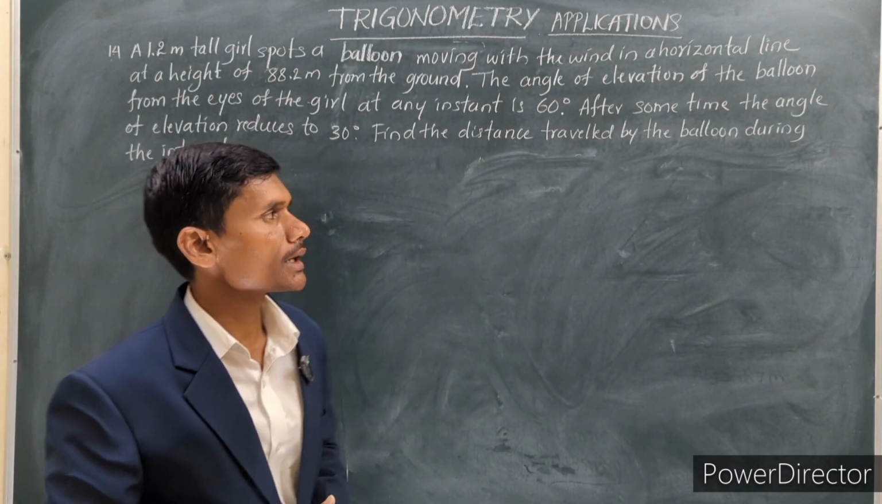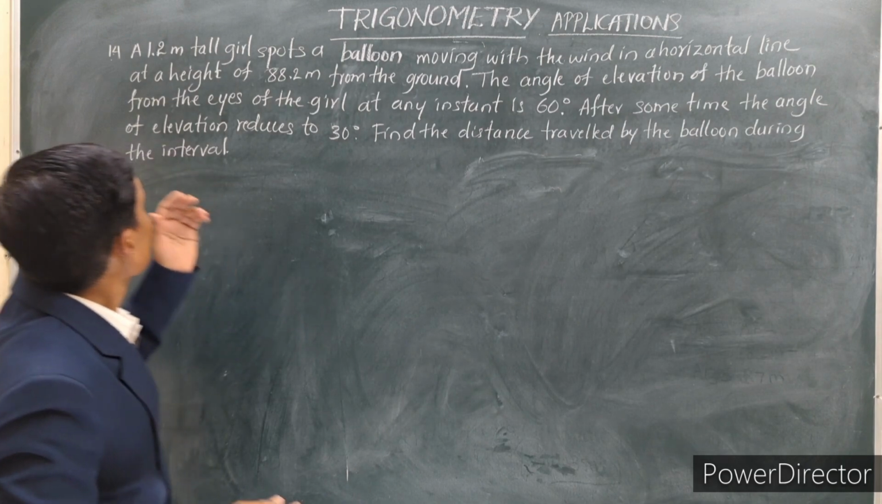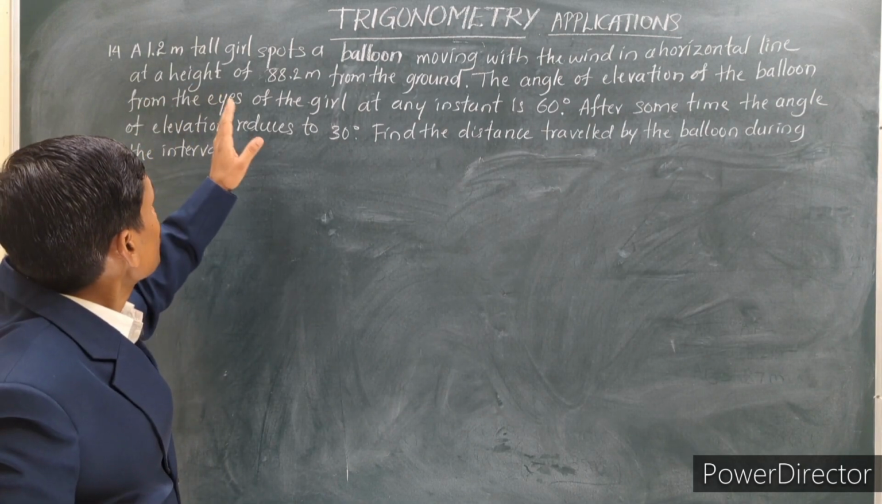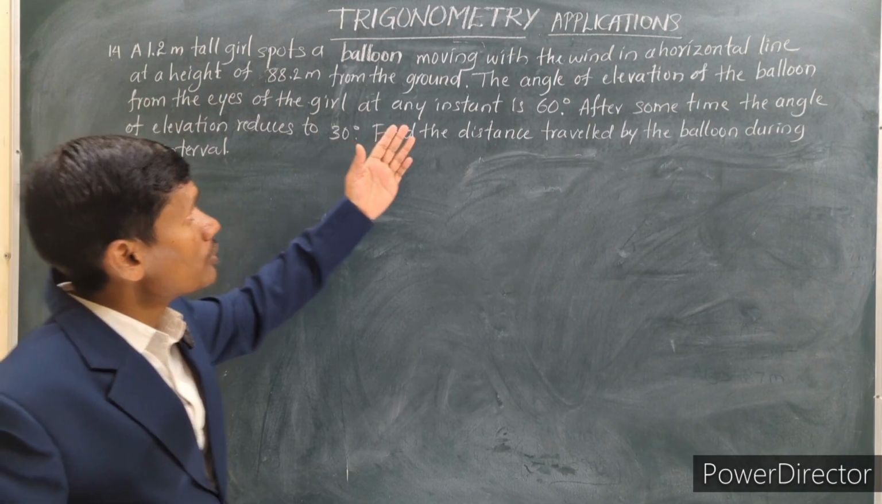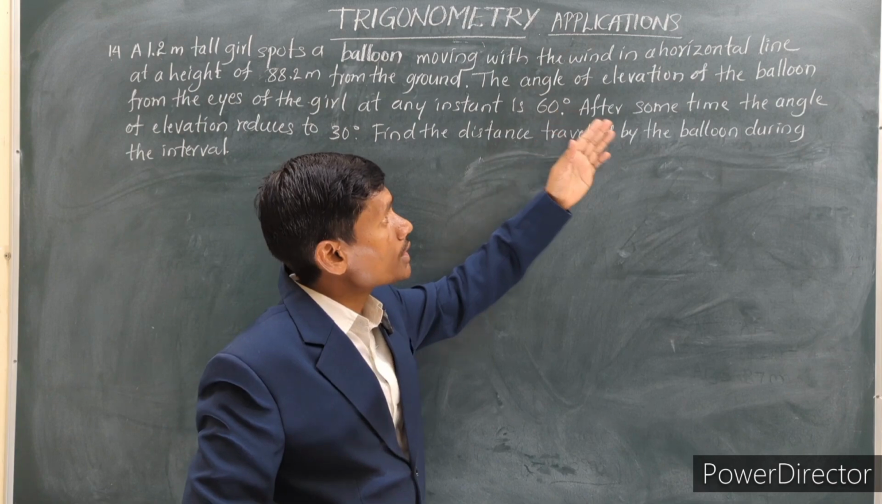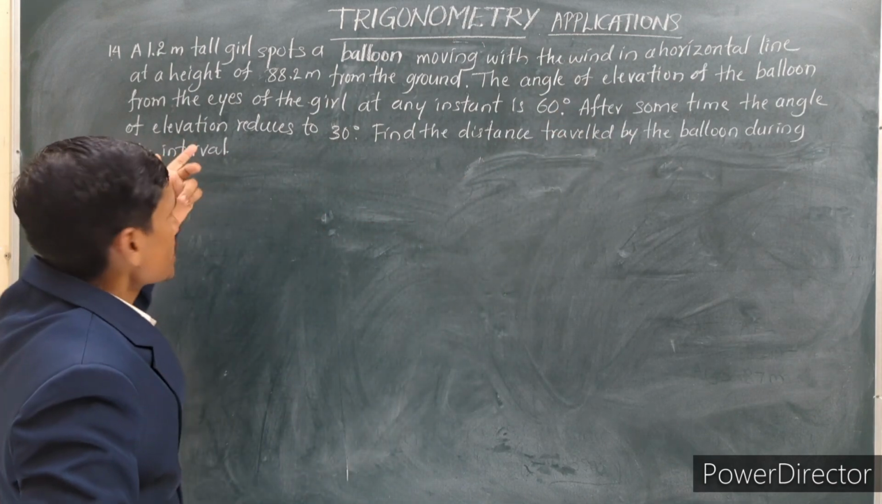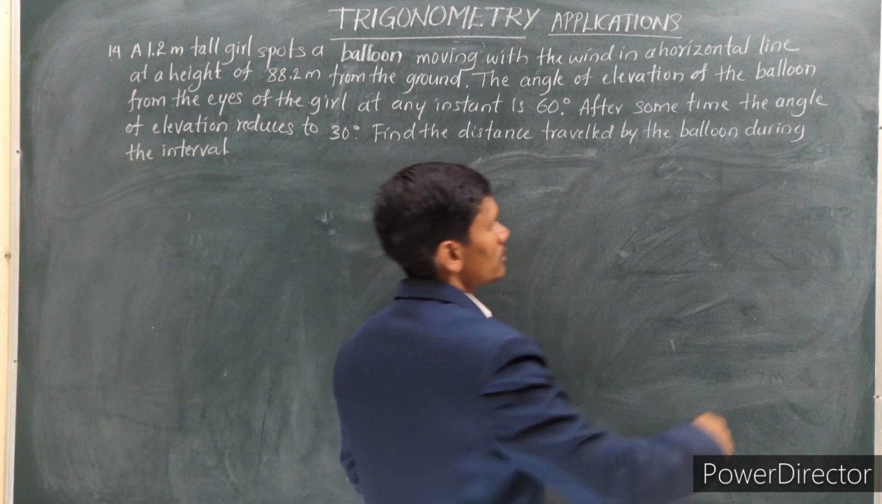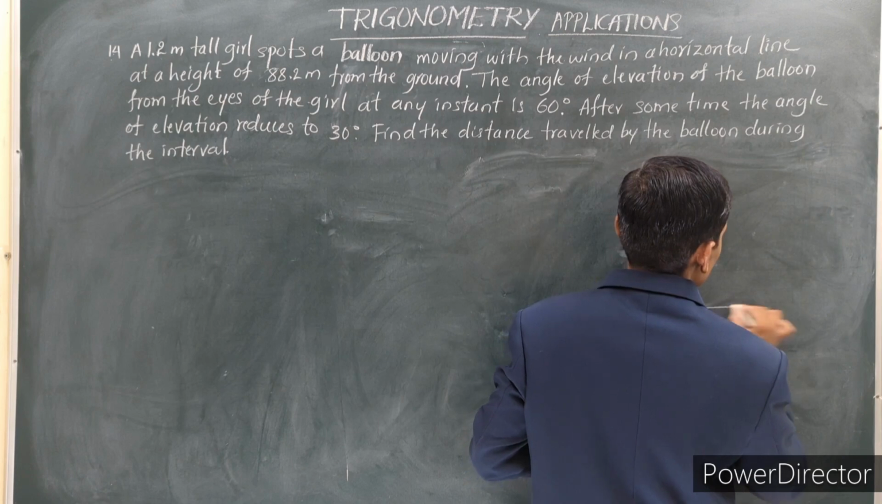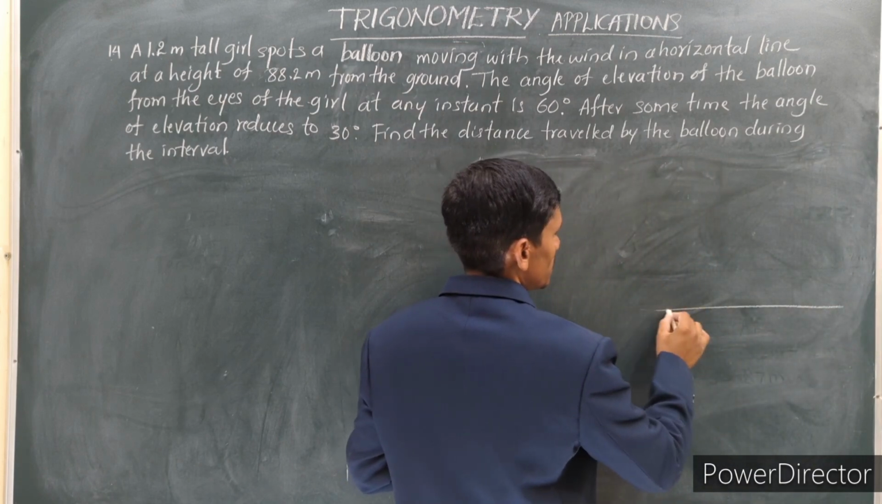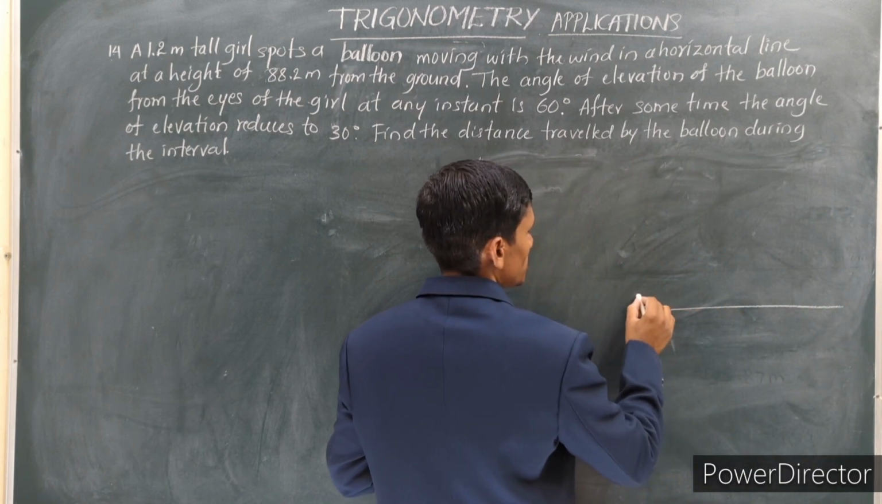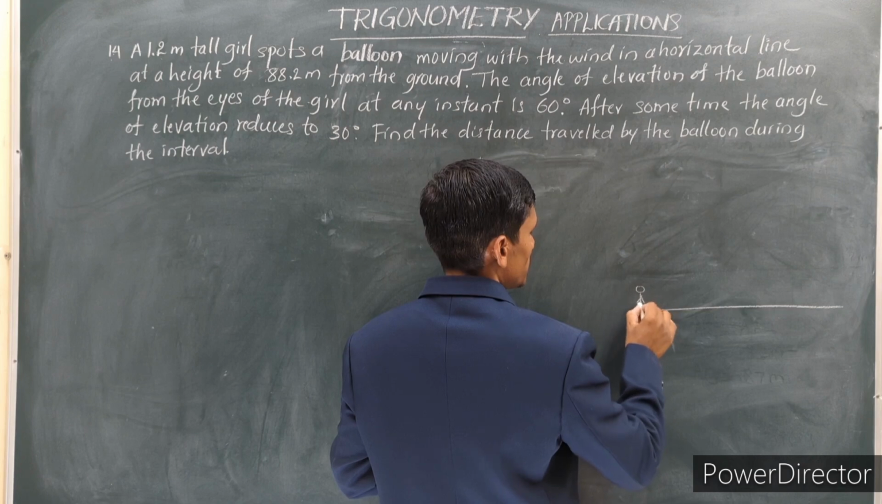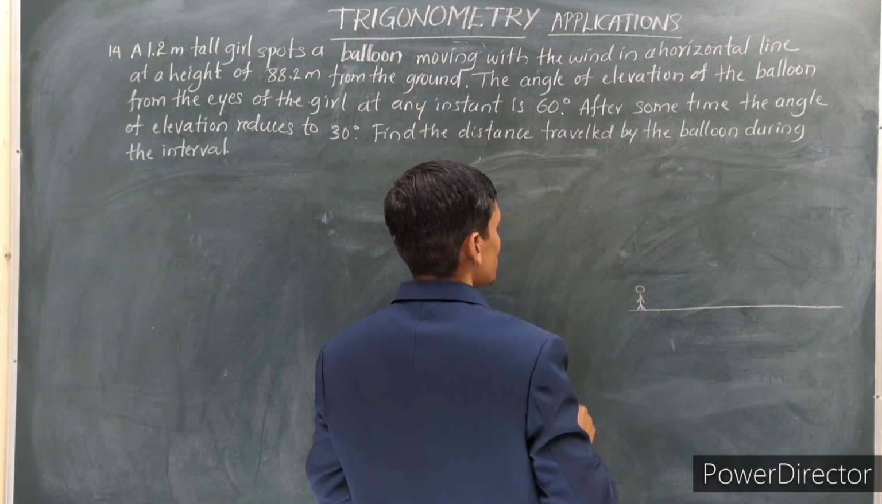Let us take the second problem. A 1.2 meter tall girl spots a balloon moving with wind in a horizontal line. Now let us take it one by one. First, the ground. A girl is standing on the ground. Let us take this as the girl.